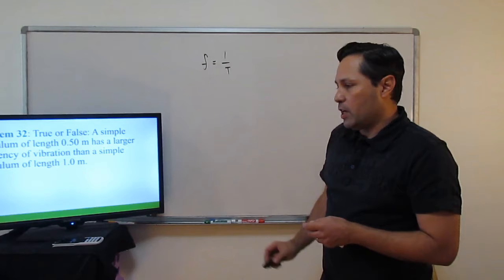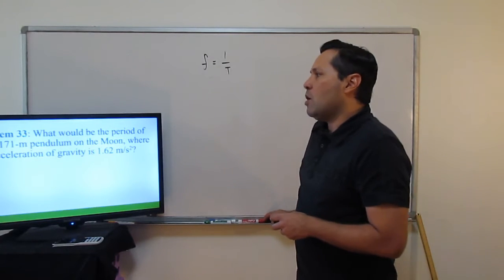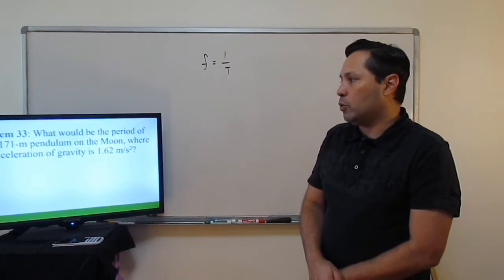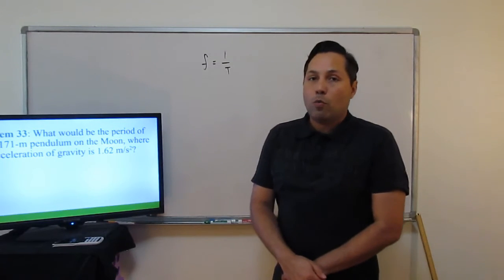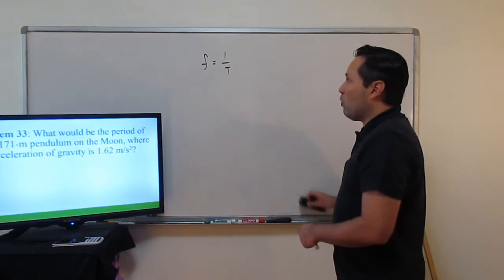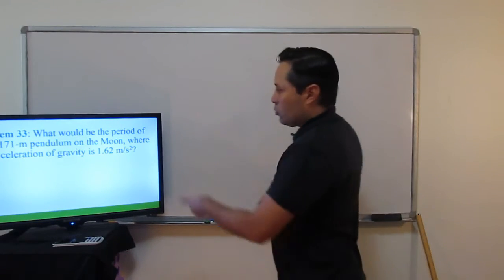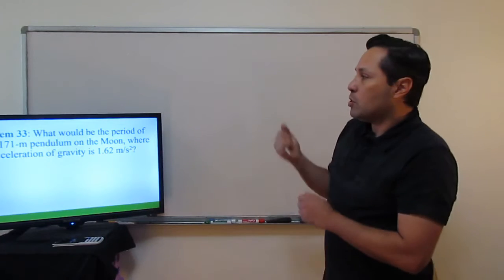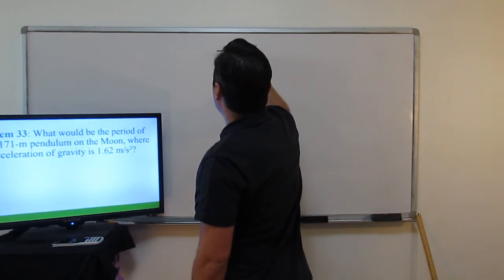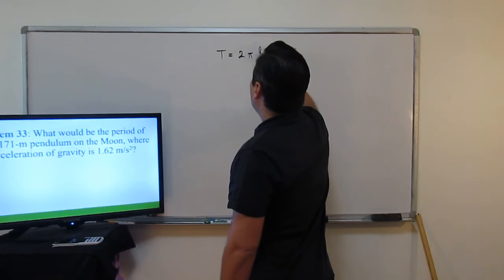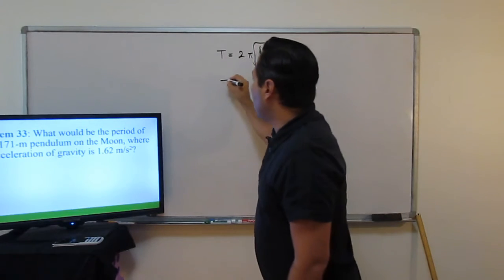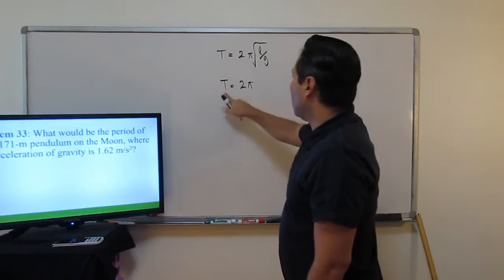Let's go ahead and move on to our next problem. Number 33 says, what will be the period of a 0.17 meter pendulum on the moon where the acceleration due to gravity is 1.62 meters per second squared? So gravity on the moon is 1/6 of that on Earth. They give us the value for g on the moon, and they want to know the period. So let's go ahead and figure it out. 2 pi times the square root of L over g. So that's our formula.